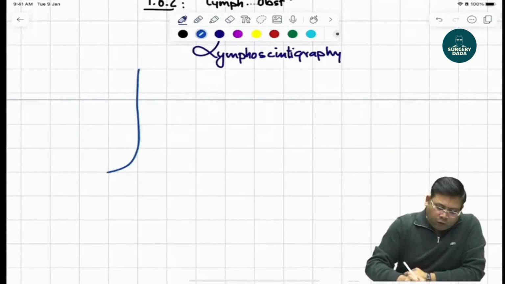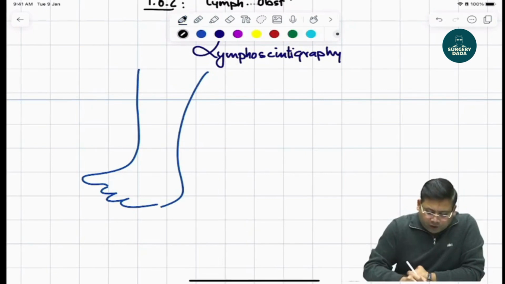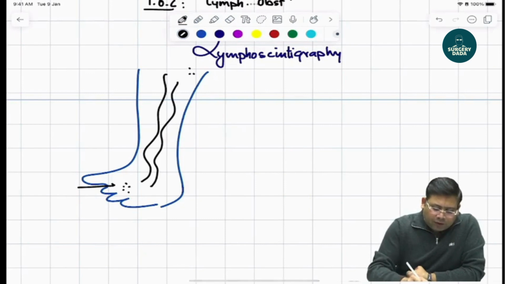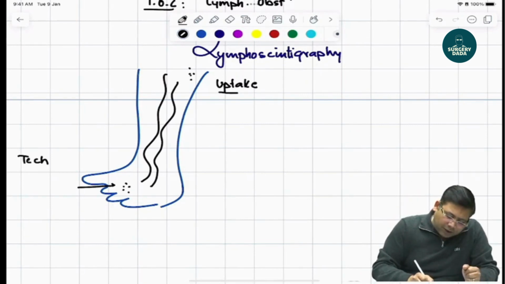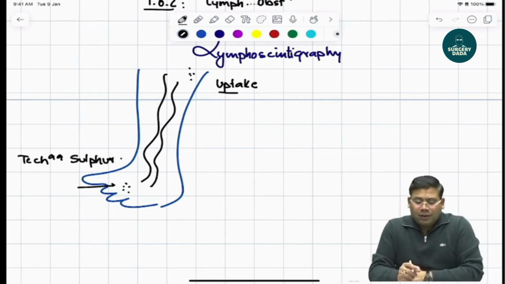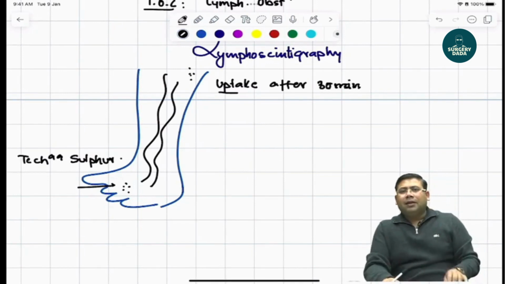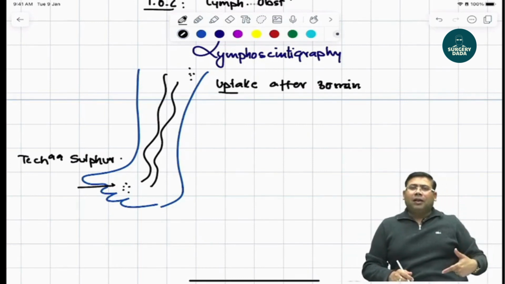Remember, what do you do in lymphoscintigraphy? Standard is, we inject the dye in the first web space and we wait for the lymphatics to collect this and take it to the regional lymph nodes. Remember, the standard dye that we use is technetium 99 sulfur colloid. We check the uptake after what, students? 30 minutes. After 30 minutes, I will check the uptake at the level of regional lymph nodes. For upper extremities, I'll check the axilla. For lower extremities, I'll check the inguinal lymph nodes.